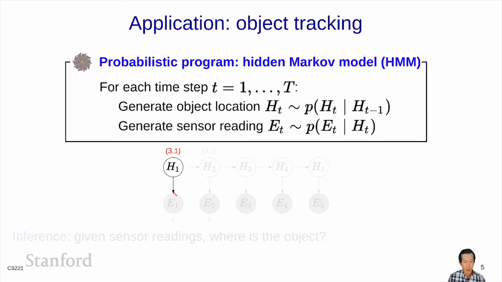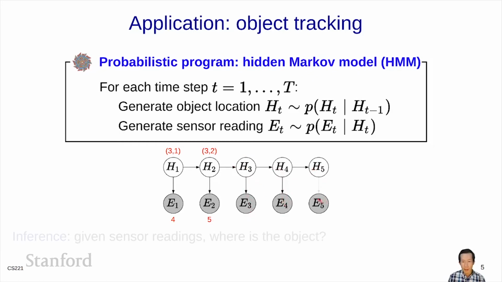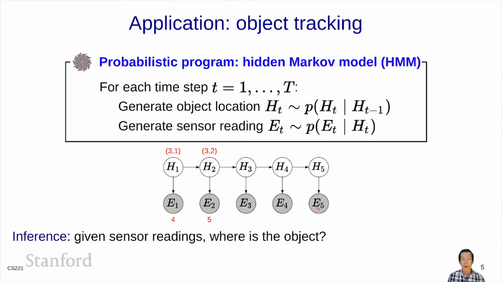So given h1, I'm going to generate e1, and I might get something like just the sum of the coordinates, for example. And then I'm going to move to the next time step, generate h2 given h1, maybe that's 3, 2. I'm going to generate a sensor reading, which is the sum of the coordinates, and then so on, generate h3, generate e3, generate h4, e4, generate h5, e5. Okay. So that specifies the joint distribution over these object locations and sensor readings. And now a canonical question you might want to ask is, given the sensor readings, where is the object?